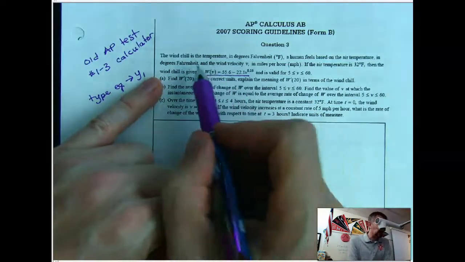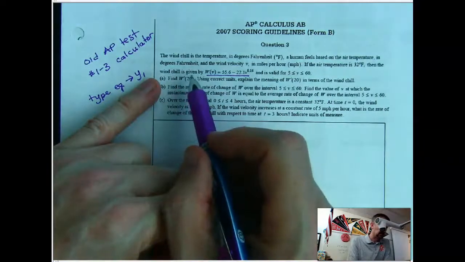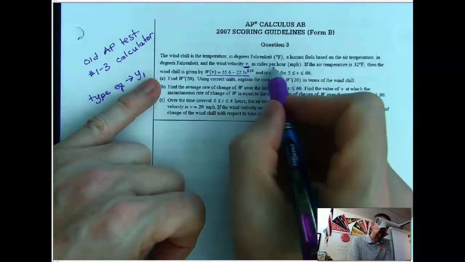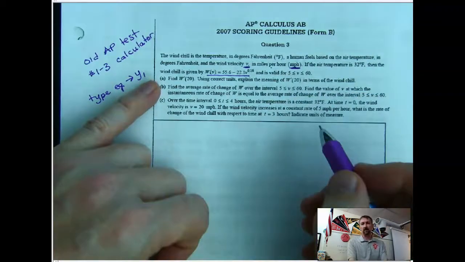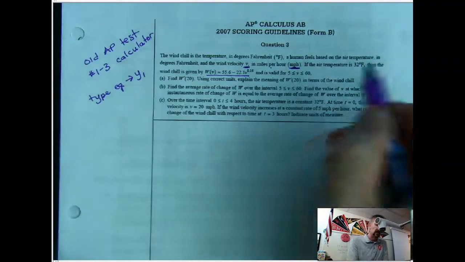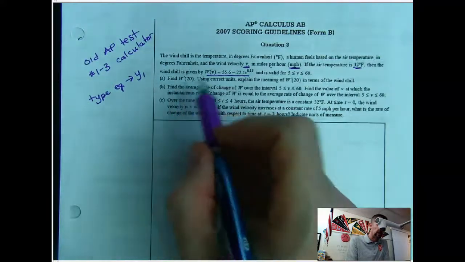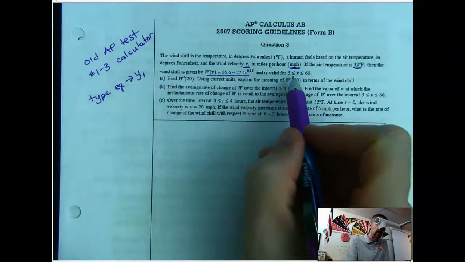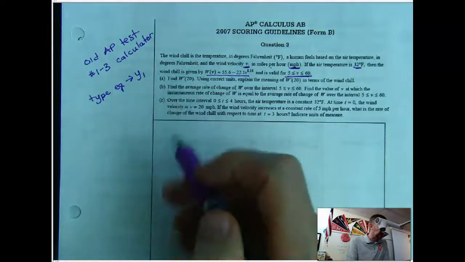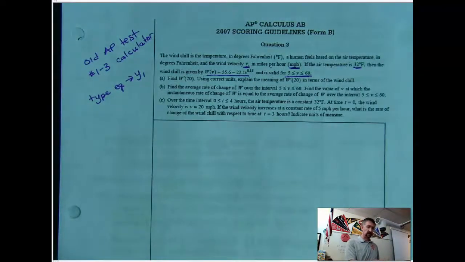The wind chill is the temperature in Fahrenheit, and the wind chill is affected by the wind velocity. It's in miles per hour. Some students mess up those units, so be careful that you pay attention. At 32 degrees, the wind chill is given by this formula, and it's valid from 5 to 60. Find the derivative of this. So this is pretty basic here.